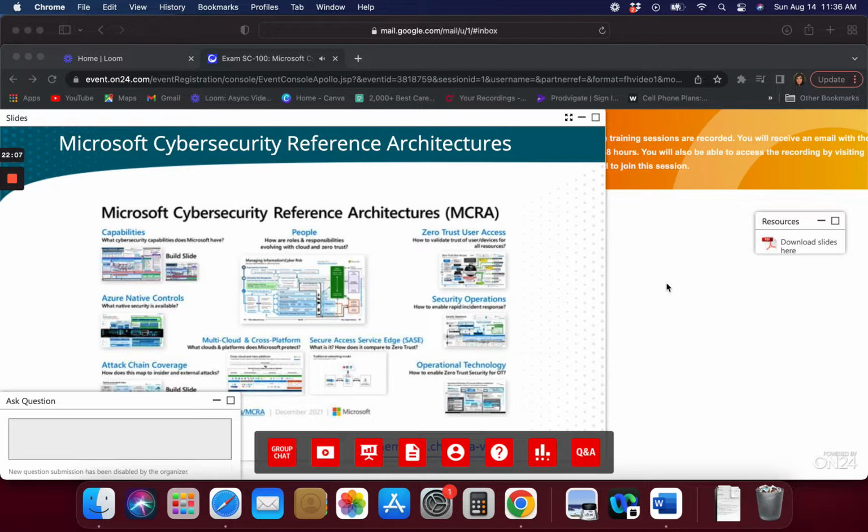So this reference architecture is primarily composed of detailed technical diagrams on Microsoft cybersecurity capabilities, zero trust user access, security operations, operation technology, multi-cloud, cross-platform capabilities, attack chain coverage, and Azure native security controls. So it's huge. It also includes an overview of zero trust and a zero trust rapid modernization plan. Additionally, it includes other key information on security operations and key initiatives like protecting from human-operated ransomware, securing privileged access, moving beyond VPN, and more.